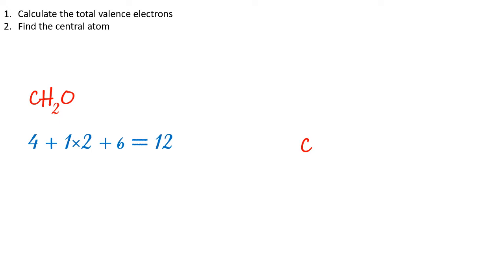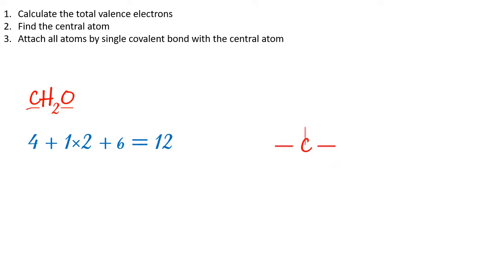Now here is the problem. Carbon is present and oxygen present. What should be the central atom, carbon or oxygen? Okay friends, if this situation happens, you will take the least electronegative atom, that is carbon. Carbon is less electronegative than oxygen, so carbon will be the central atom. Okay, now attach all atoms by single covalent bond with the central atom.